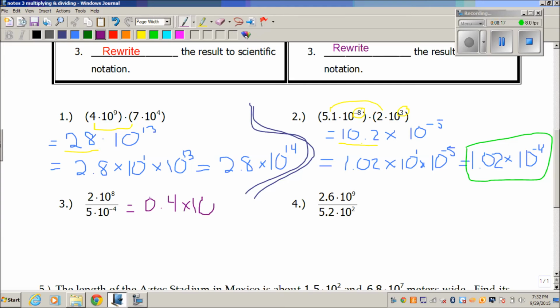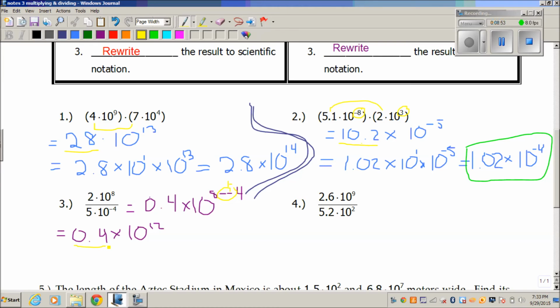So we're going to subtract 8 minus negative 4. I'm writing this out because it's got that double negative. Because we got that double negative, you're going to have to clean that out. And it becomes plus. So when we work that out, it's going to be 0.4 times 10 to the 12th power. So we divided the coefficients and subtracted the exponents. But now I see that my coefficient is too small. 0.4 is less than 1.